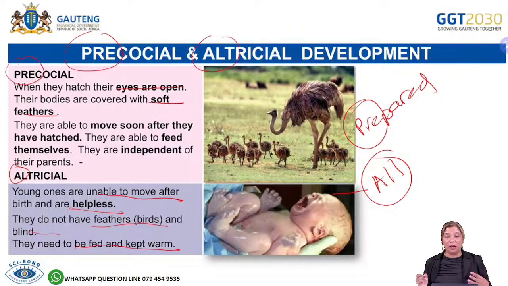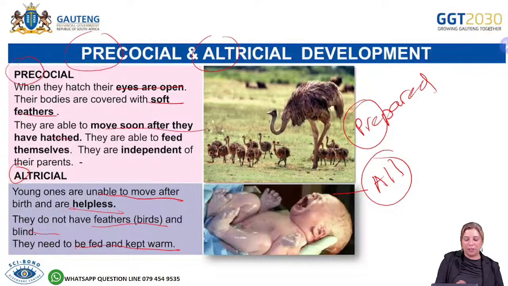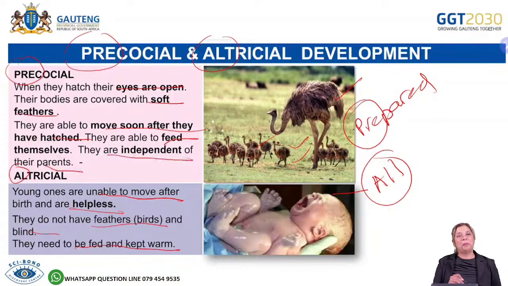So when they are born or when they are hatched, okay, their eyes are open. They have feathers to keep them warm. They're able to move. They are able to hunt. So they're able to be independent and they're able to survive. They're able to move soon after they are hatched. As you can see, there is the ostrich. And look at those little baby ostriches. They are able to move. They can run. If you chase it, it's going to run. It's not just going to stand there. They're able to feed themselves and they're independent of their parents.